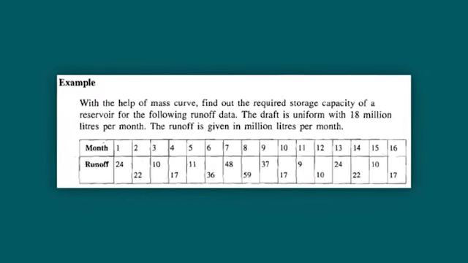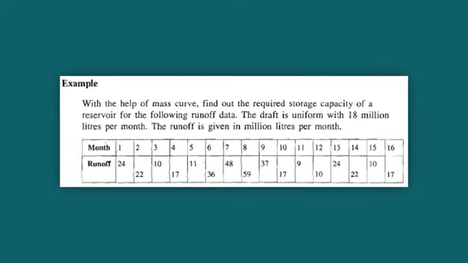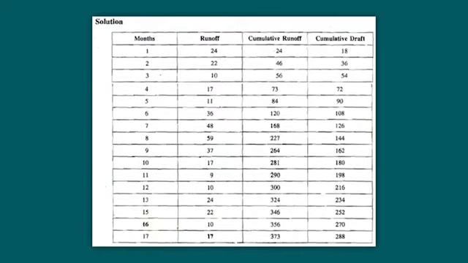With the help of a mass curve, find out the required storage capacity of a reservoir for the following given data. The draft is uniform at 18 million liters per month. The runoff is given in million liters per month. Data is given for 16 months and the corresponding runoff. In the solution, in the first column we put the month, in the second the runoff, and in the third column we will calculate the cumulative runoff.